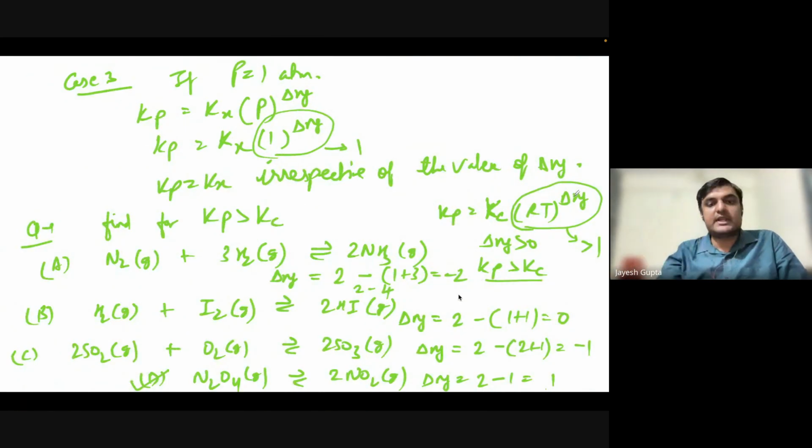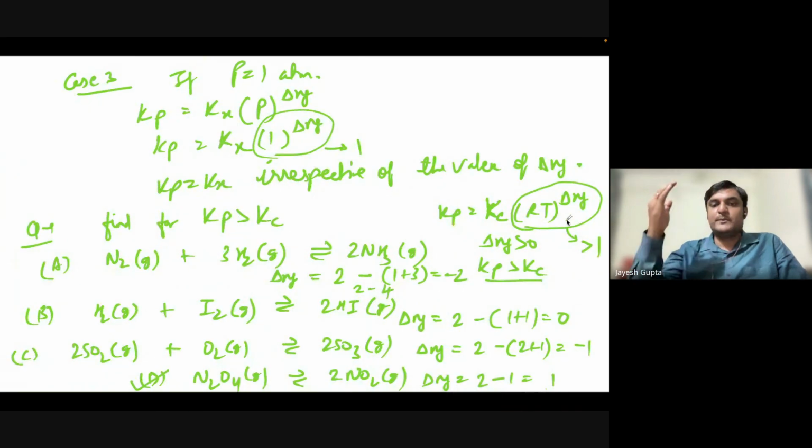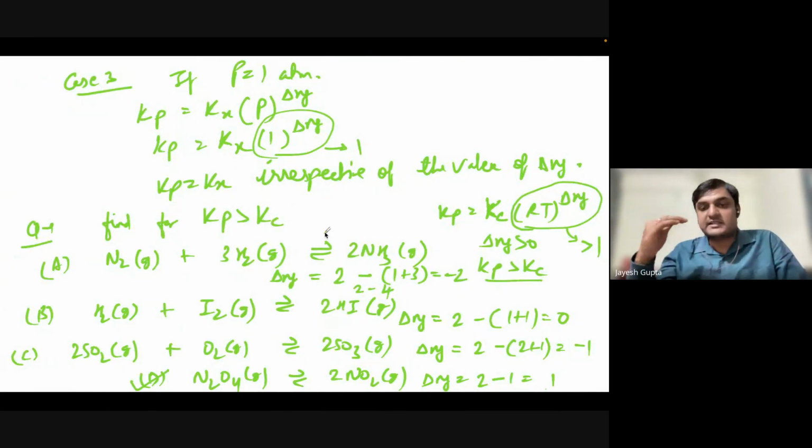So here they are asking for Kp greater than Kc. Your RT value is already greater than 1, because temperature you cannot take less than 1, that is meaningless. So delta Ng should be less than 0, since a negative power will decrease the value. No, sorry, they are asking for Kp greater than Kc. So delta Ng should be greater than 0. Then only your Kp will be higher than Kc.